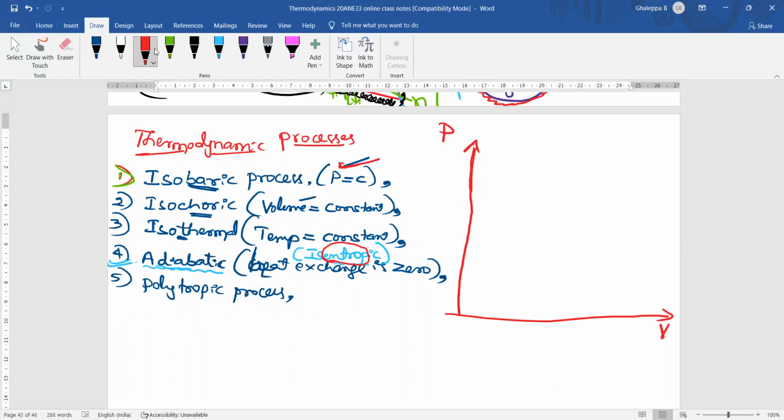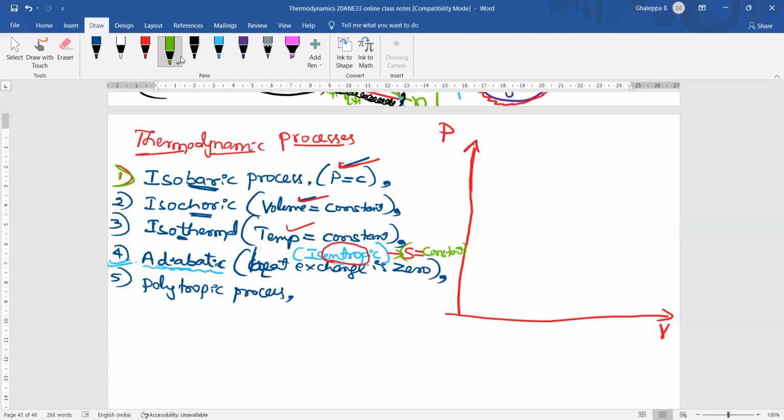Entropy is also a property, just like pressure. Pressure is a property, volume is a property, temperature is a property. So entropy is constant. The process in which entropy is constant during the process is called an isentropic process. Remember, S is equal to constant. I will use this concept in solving numericals.